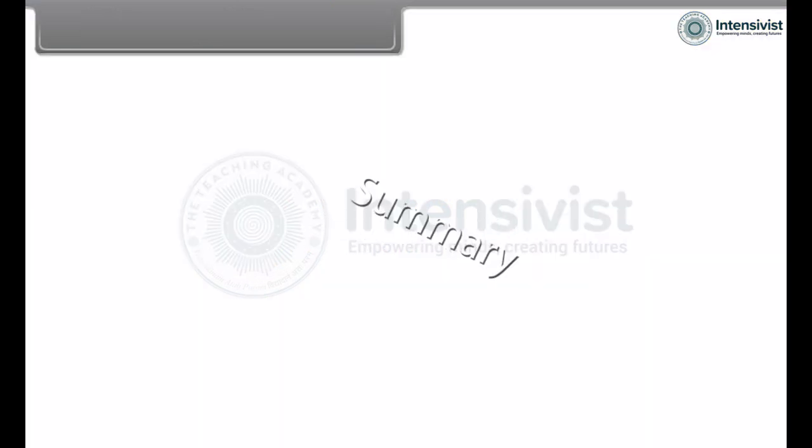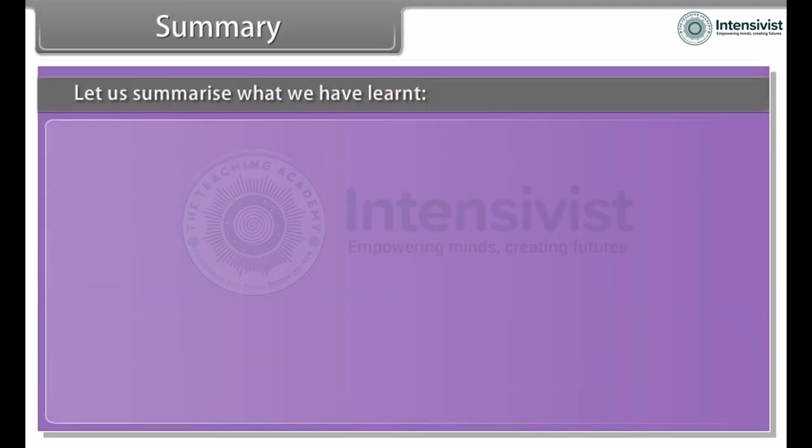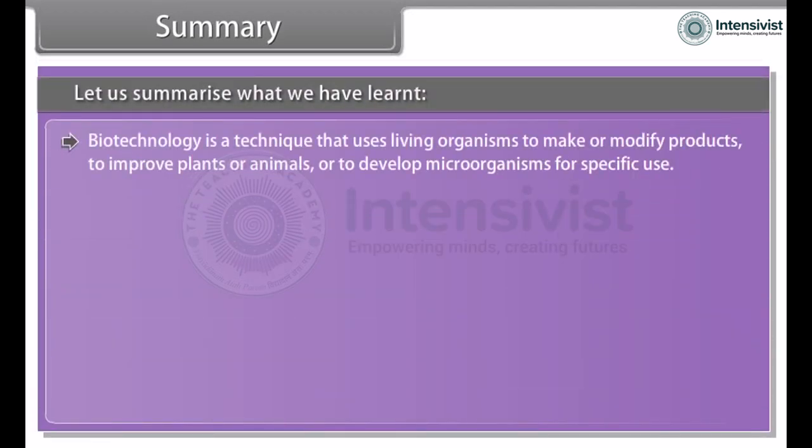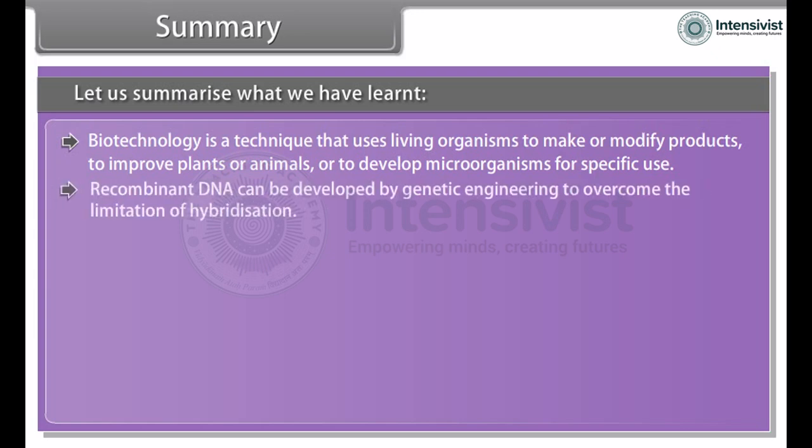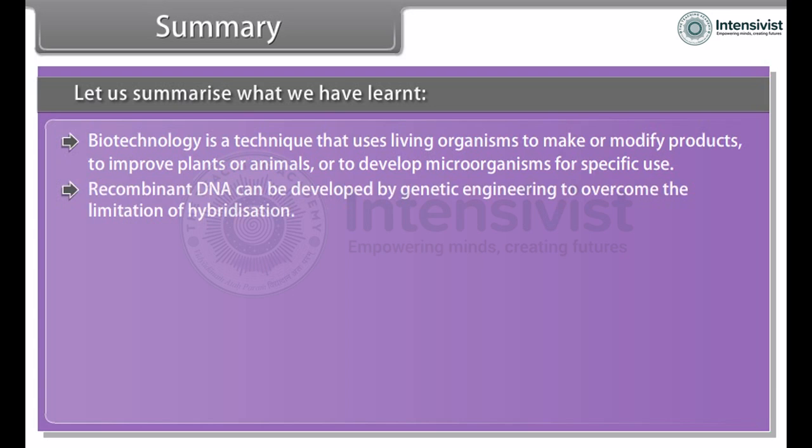Summary. Let us summarize what we have learned. Biotechnology is a technique that uses living organisms to make or modify products, to improve plants or animals, or to develop microorganisms for specific use. Recombinant DNA can be developed by genetic engineering to overcome the limitation of hybridization.